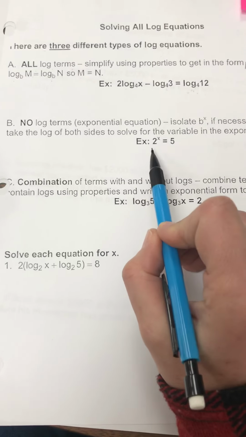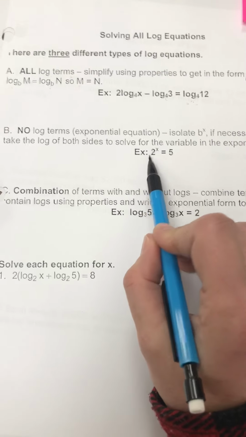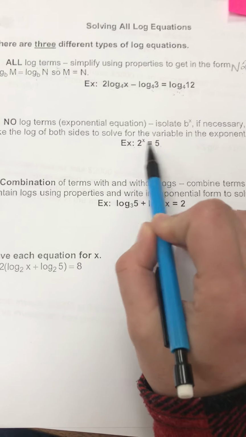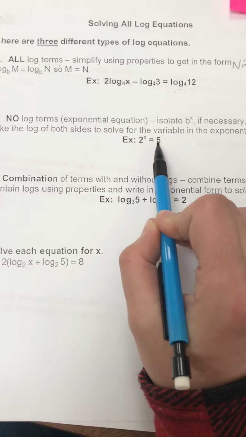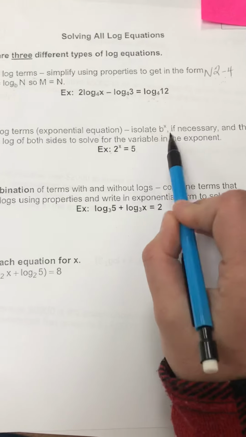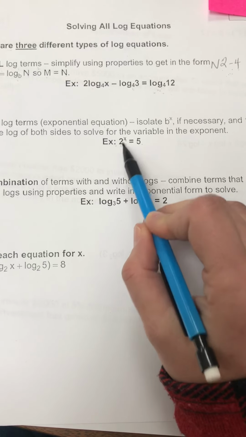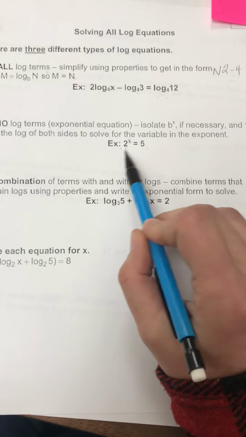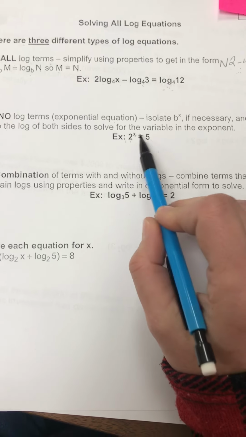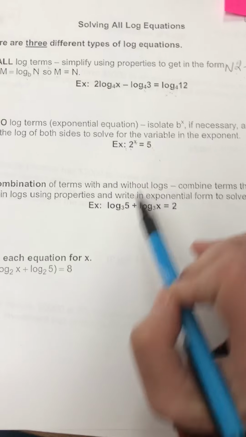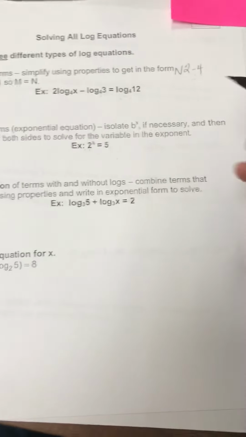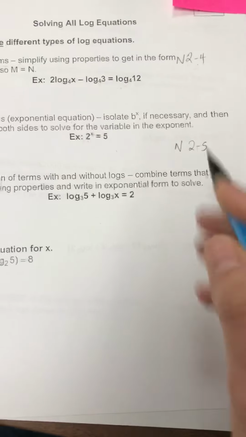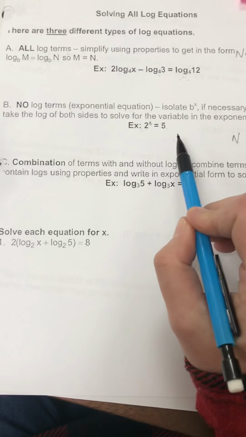Then on B, this is no log terms. This is when it's given to you in an exponential form and there is no log in the original problem. Okay, it tells you what to do. You need to isolate your term with your exponent, and then you're going to take the log of both sides. And then you move your exponent in front of your log and you solve. This is what we did in 2.3. So look back at your notes for 2.3 on these examples for that.